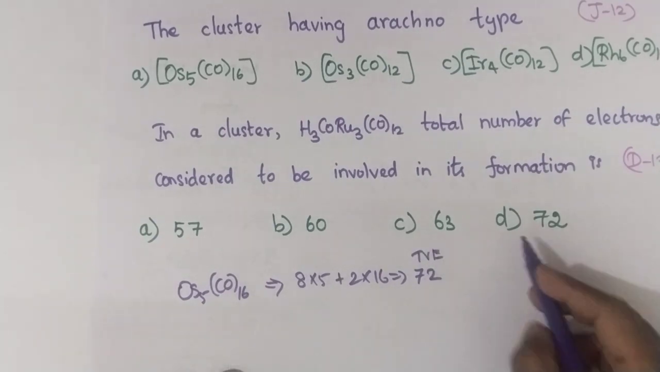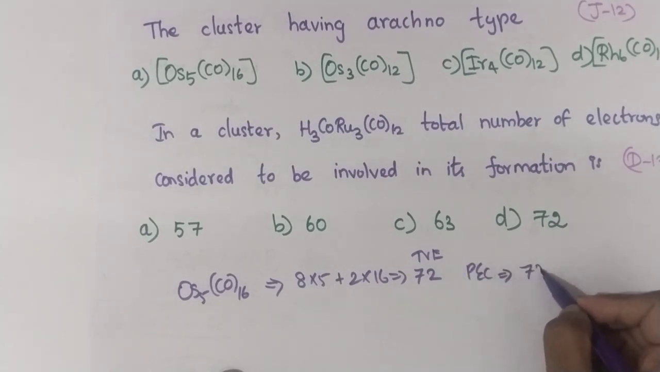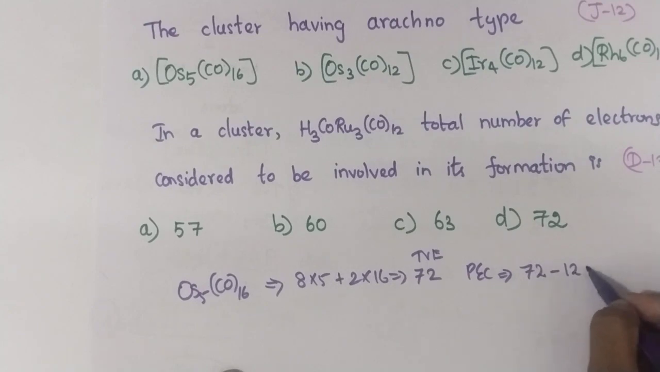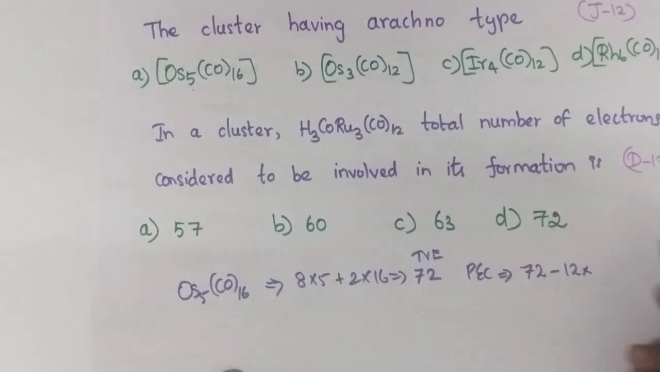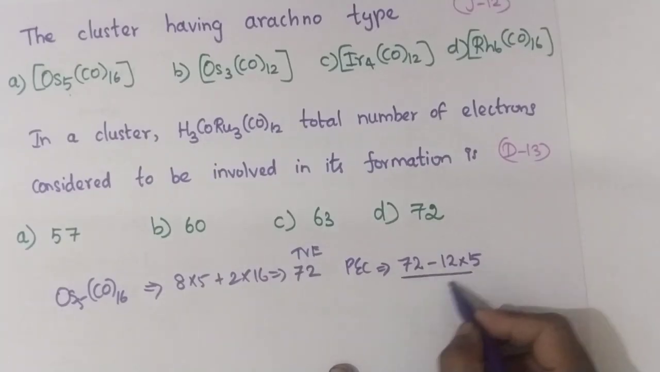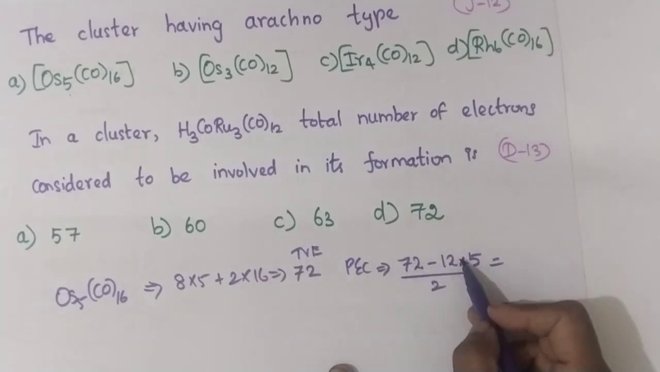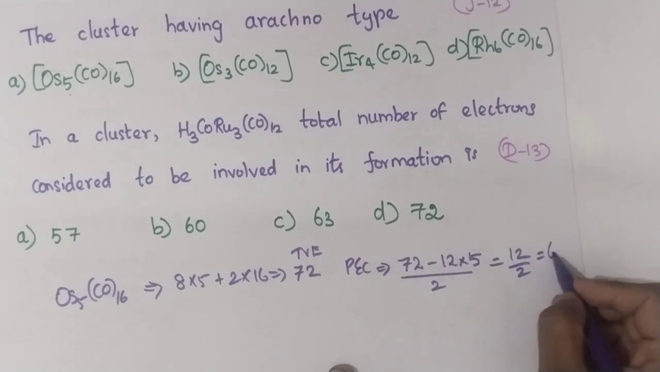So in order to find the polyhedral electron pair count, what will you do? Total valence electron count minus 12 into the number of metal atoms, divided by 2. The number of metal atoms is 5, right? So 72 minus 60, which is 12, divided by 2, that will give you 6.